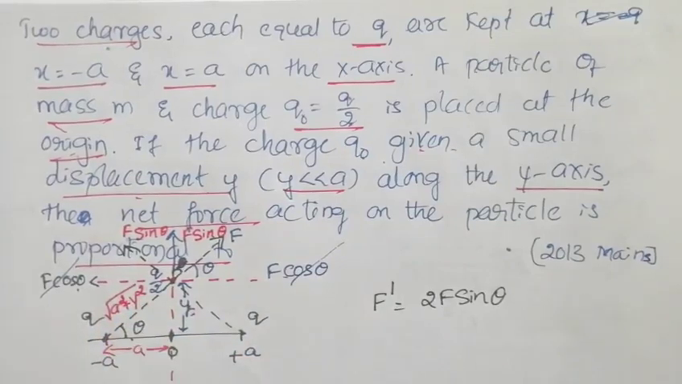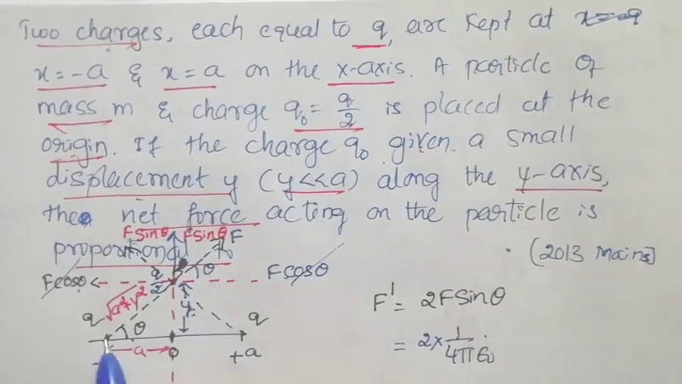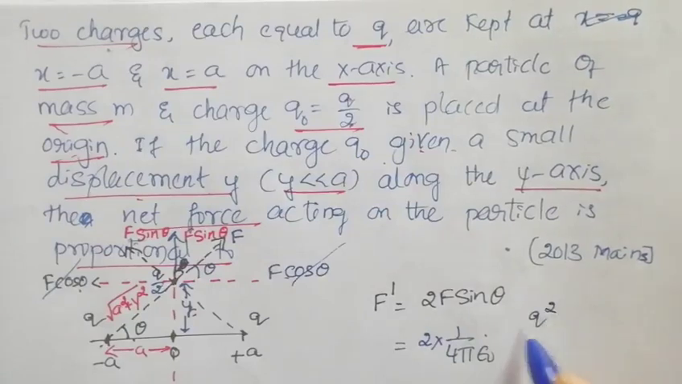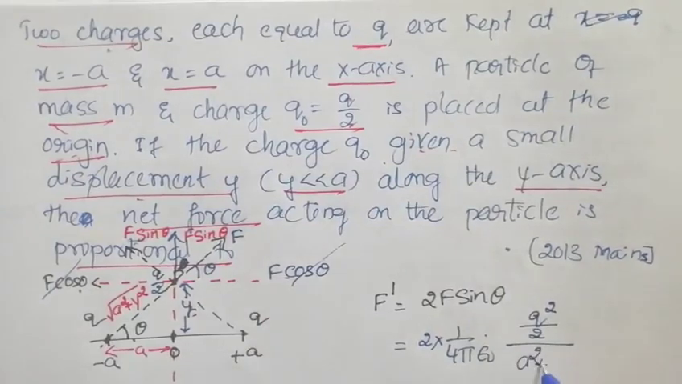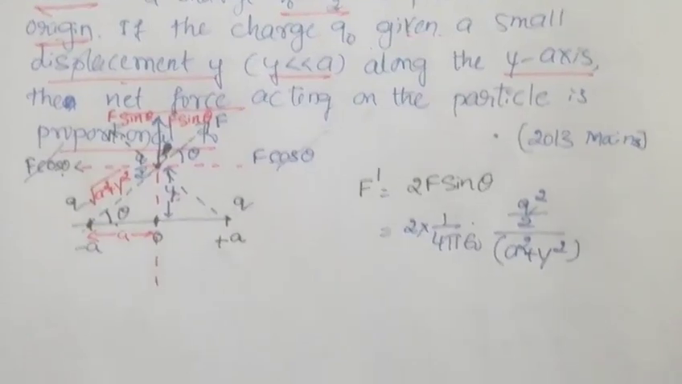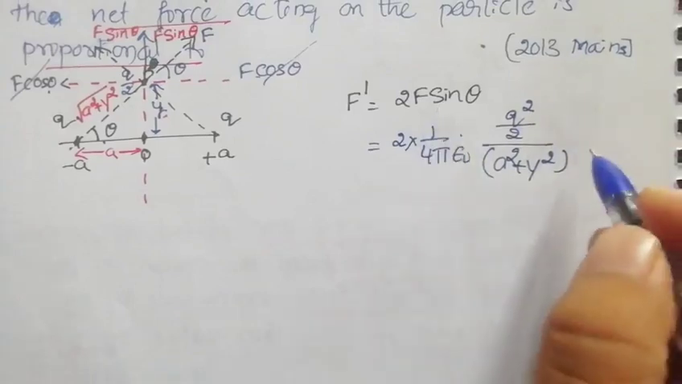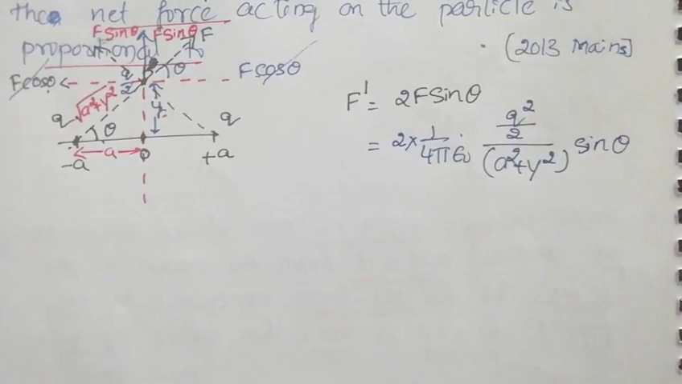Let us put this value now. F prime is equal to 2 times F, which means 1 by 4 pi epsilon naught into the charges, here Q and here Q by 2, so it becomes Q square by 2, divided by the distance squared, which is a square plus y square, whole square, and here the root is there. Both are going to cancel. So this is about the thing. Now let us look at what happens next. The term missing here is sin theta.